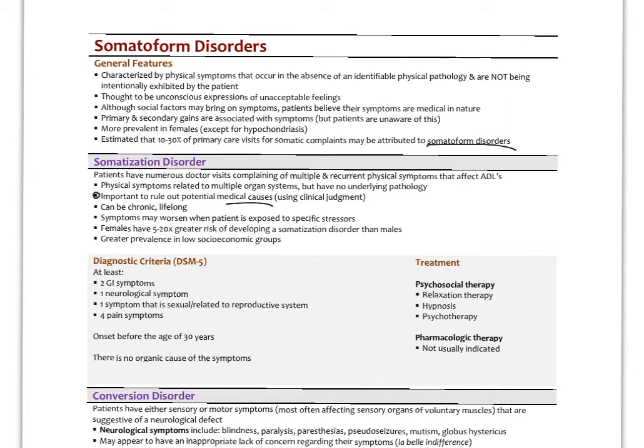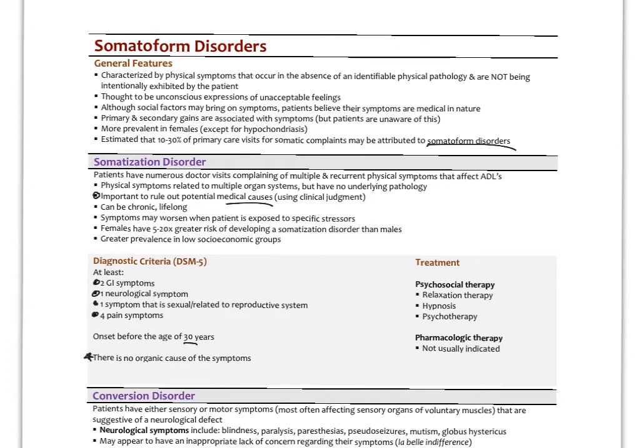The diagnostic criteria, according to DSM-5, are at least 2 GI symptoms, 1 neurological symptom like numbness or tingling or muscle weakness, and 1 symptom that is sexual or related to the reproductive system. That could be menstrual, but also related to sex drive and so forth. And then 4 pain symptoms. So patients have pain in different areas, maybe headaches, muscle pain, pain in their legs, and so forth. The onset is usually before the age of 30, and again, it's important to rule out any potential organic causes as to why they might be having this.